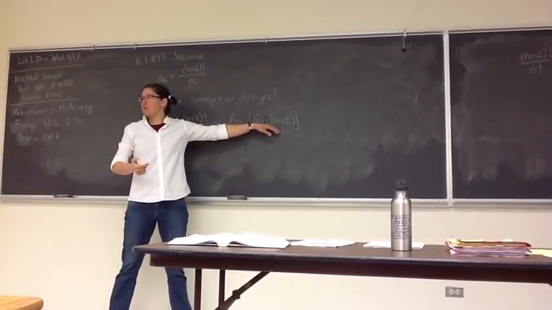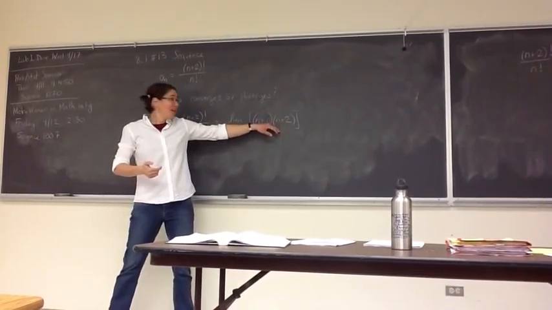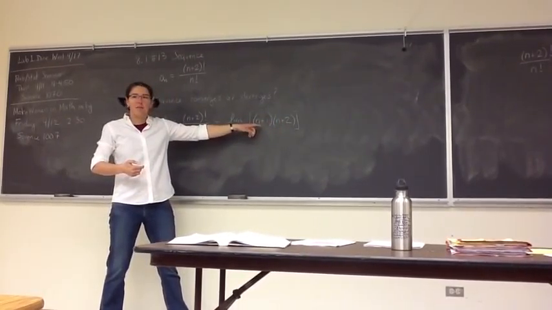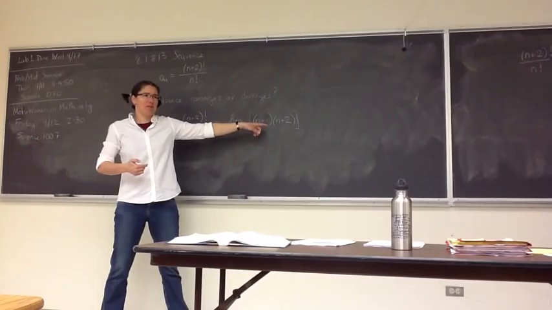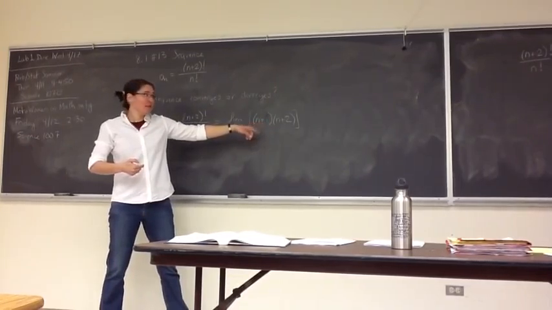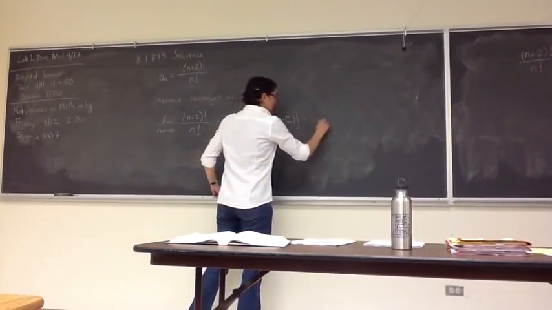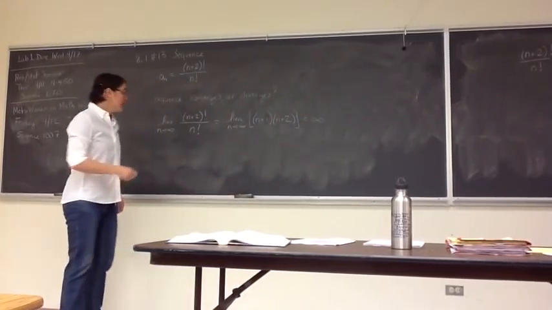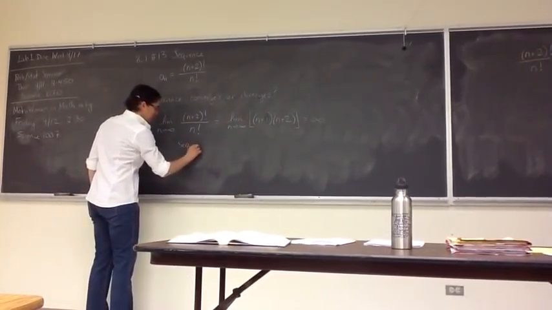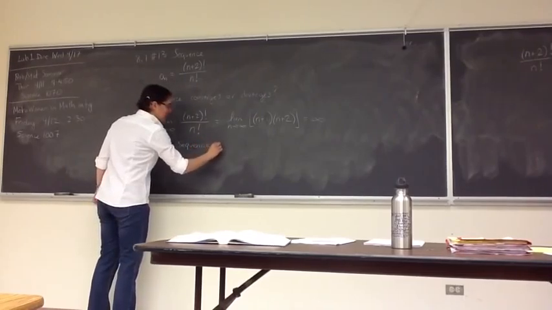And notice I have no denominator here whatsoever. So as n gets really big, what happens to n plus 1 times n plus 2? It goes to infinity. Yeah, this is going to get really big as well. And so our limit is going to be equal to infinity. And so our sequence diverges.